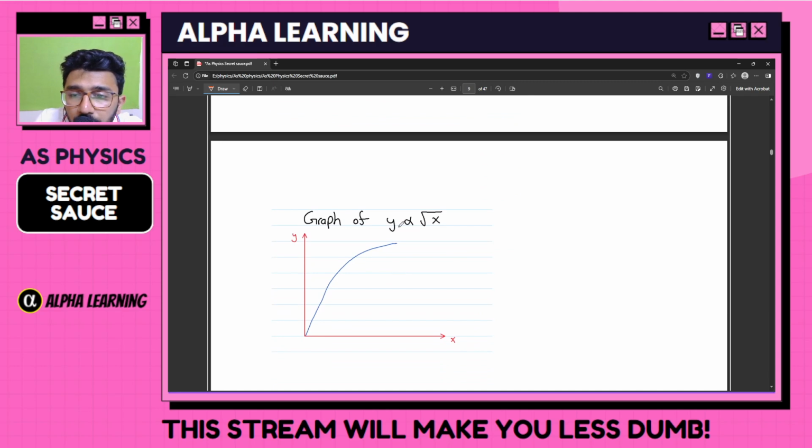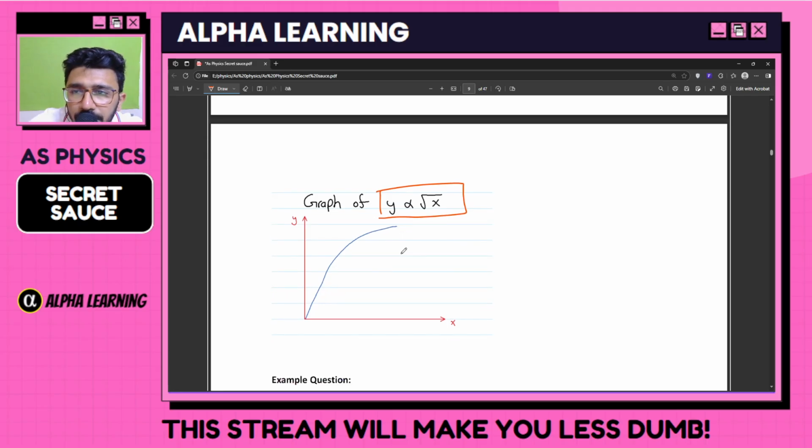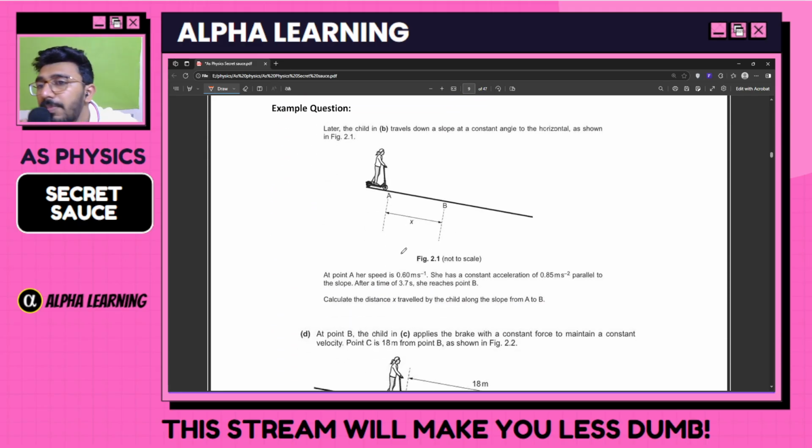If you have to draw a graph of y is directly proportional to under root x, you will draw a curve like this, decreasing curve like this. Perfect. Now let's apply these formulas. Also, throughout this document, I have included all the various types of graph questions that can come in your examination. So please pay attention, please look closely.